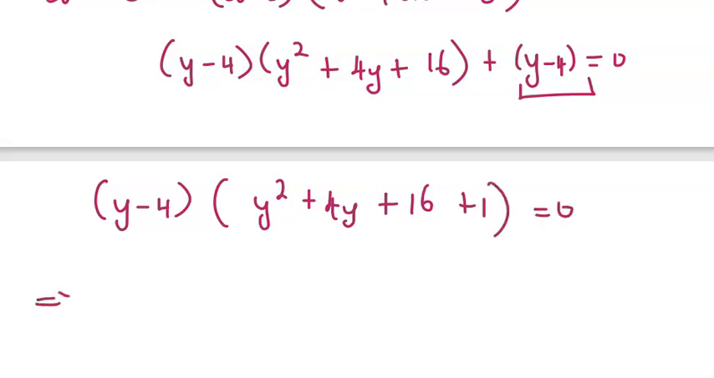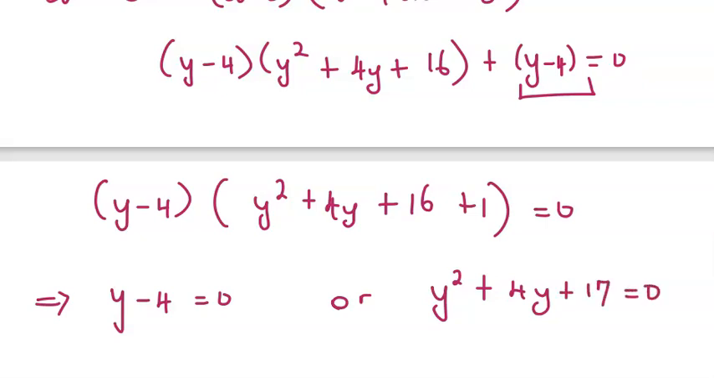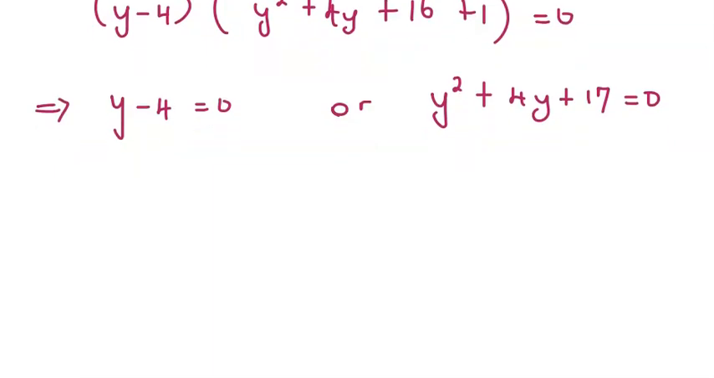Take a look. From here, we have two factors whose product is equal to 0. So either the first bracket, y - 4 = 0, or y² + 4y + 17 = 0. From here, you can see the solution shows up again: y = 4. And what about this one right over here? This is a quadratic equation. We can easily figure out if the roots are real or complex, right?